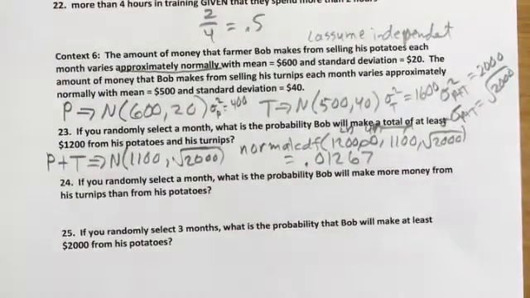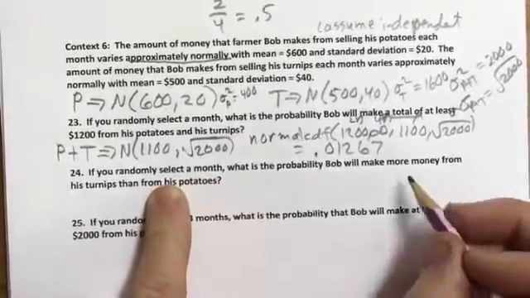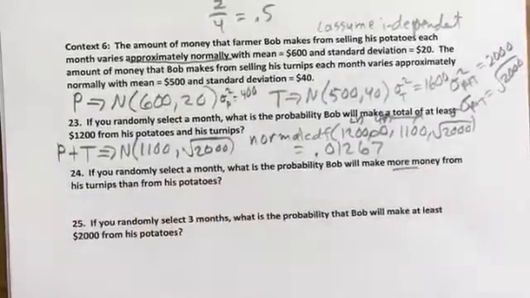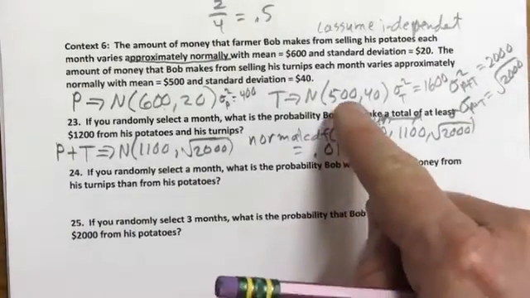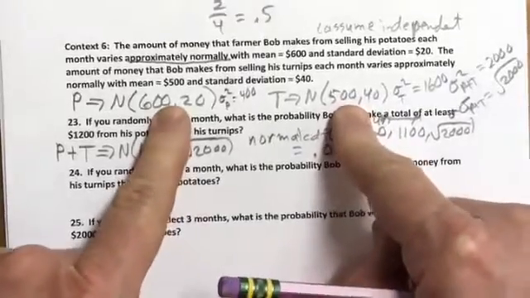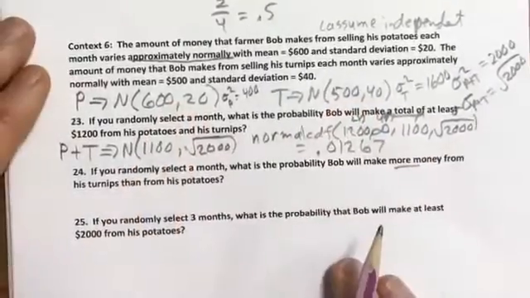So there we go. All right. Next problem: if you randomly select a month, what's the probability he makes more money from turnips than potatoes? Whenever it asks you this with two normal curves, what's the probability that you select one from here and it's going to be more than the one from here? Greater than or less than, you're going to subtract the two.